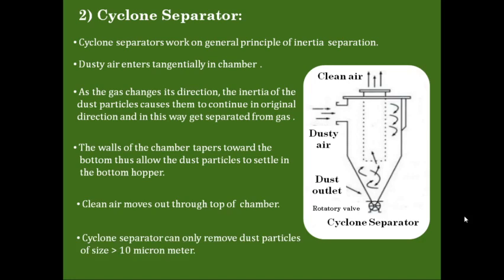The cyclone separators can only remove dust particles of size more than 10 micrometer. In case of gravity settling chamber, we saw that those chambers were only able to remove particles of 50 micrometer size or more, whereas in case of cyclone separator, the size has been reduced to 10 micrometer or more. So they are more advanced compared to the gravity settling chamber. If we want to remove the dust particles which have size less than 10 micrometer, then in that case cyclone separators will not work.